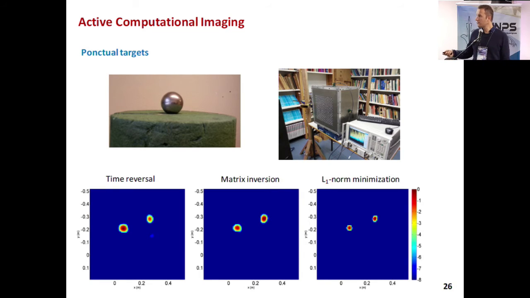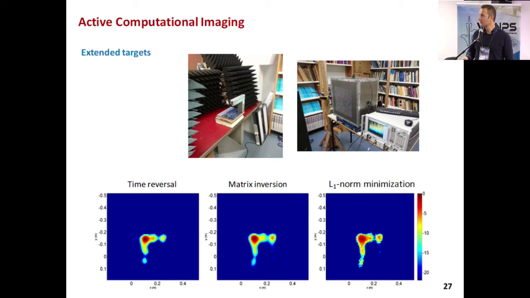We know it. And this is what we use to construct the image using three inversion procedures: time reversal, matrix inversion, or L1 minimization. So this is the result for punctual targets. If we look at L-shaped extended targets, these are the results that we also obtain, and that is in the case of active computational imaging because we are sending a wave.